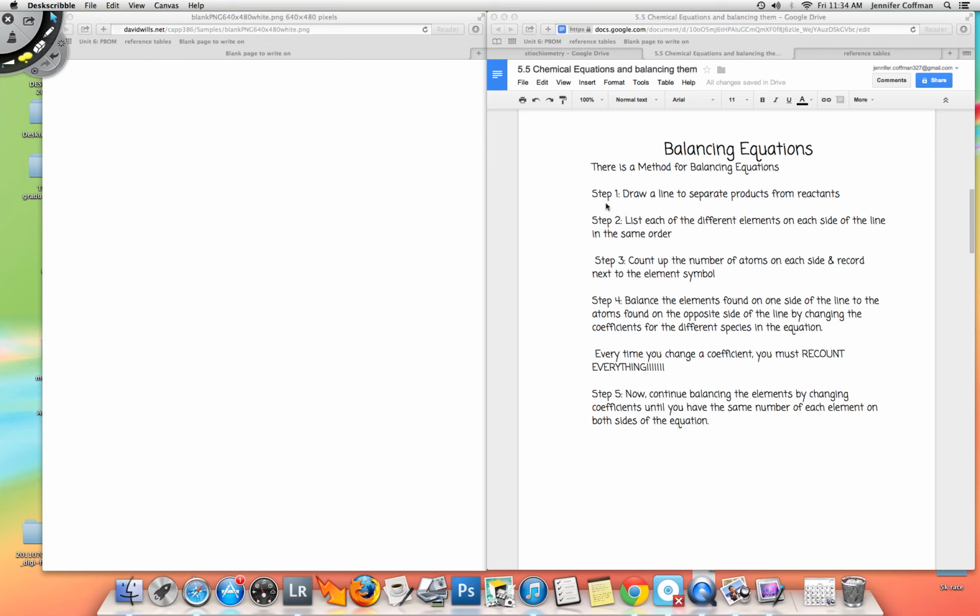Let's say step 1. We're going to draw a line to separate the products from the reactants. And I'll show you how to do that in a second. Then we're going to list each of the different elements on each side of the line in the same order. And in the same order is important, and you'll see why in a few minutes. Okay, step 3. You're going to count up the number of atoms on each side and record that number next to the element's symbol.